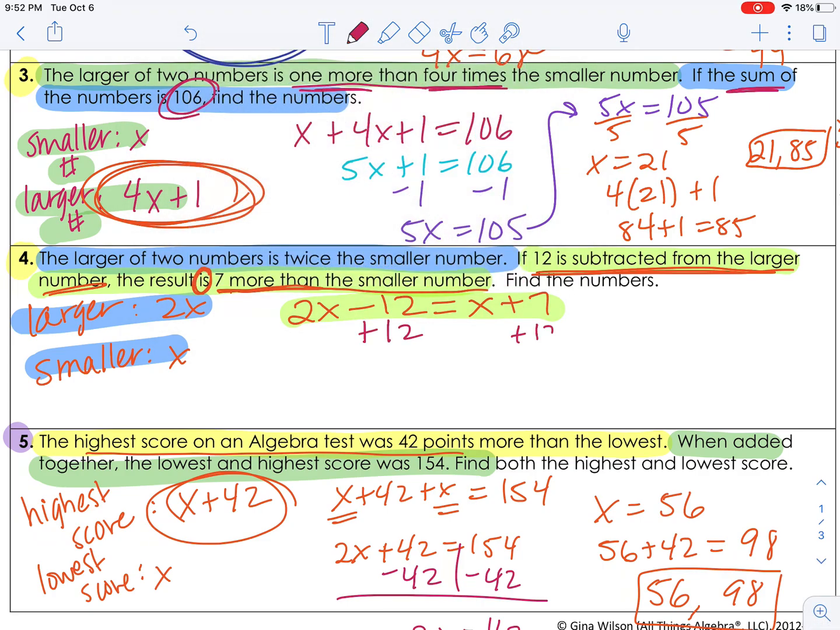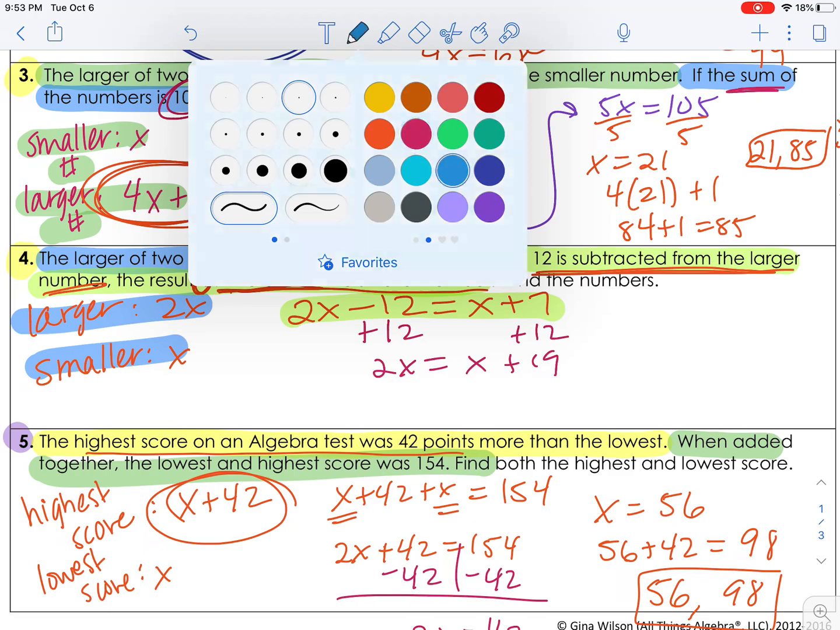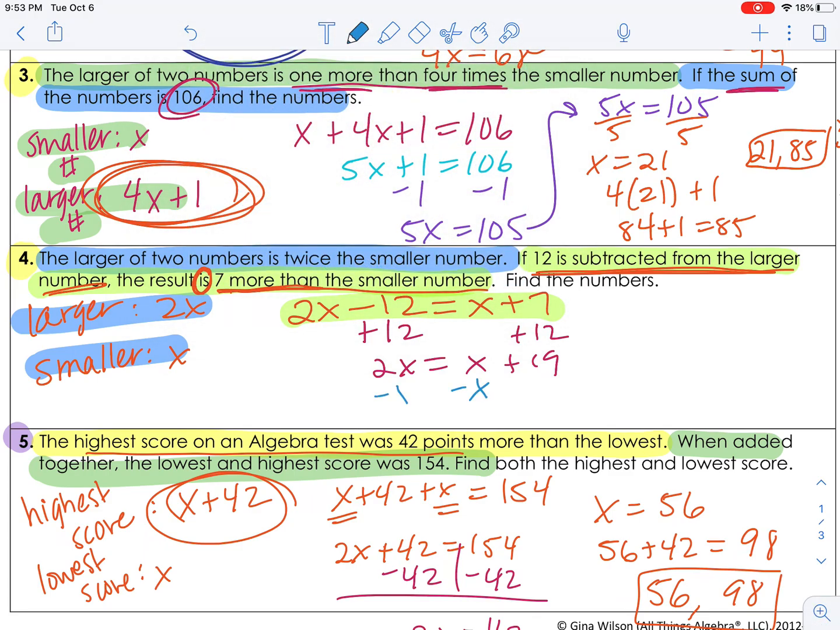We can start by adding 12 to both sides. This is 2x equals x plus 19. Then we can subtract x from both sides. So x is 19. Remember, x is the smaller number. So in order to find the bigger number, I have to take x and multiply it by 2. So 19 times 2 is 38. So the two numbers we're working with on this problem are 19 and 38.